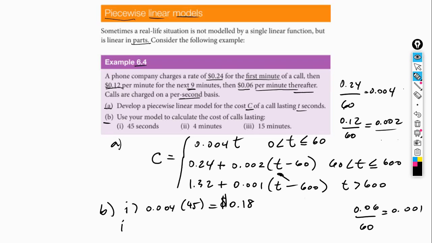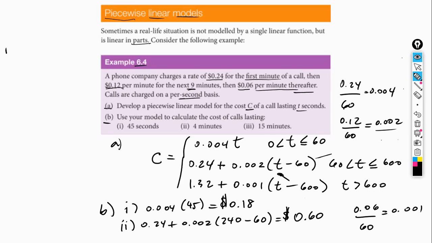For part 2, they want us to calculate the cost of a call lasting 4 minutes. Now, 4 minutes is 240 seconds. 240 seconds would fall into the second category, or into this function, right? So we would say 0.24 plus 0.002 times 240 minus 60. And if we plug this into the calculator, it's going to give us $0.60 or 60 cents.